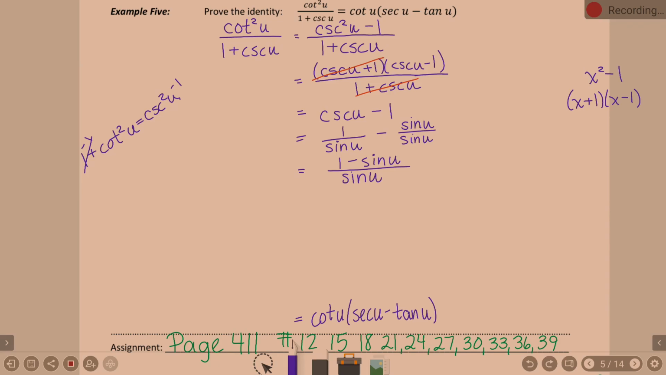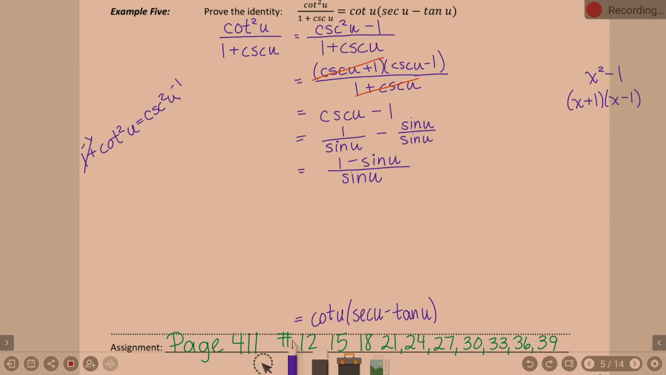How do I want to say this? This is where I'm going to pause and look at my answer. My answer has a cotangent out in front and then parentheses, secant minus tangent, right? What do you know about cotangent? Cotangent equals cosine over sine. Is that a true fact? Cotangent is cosine over sine, right?